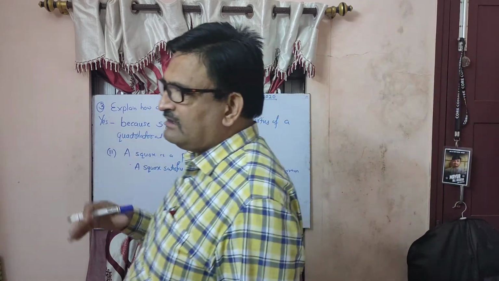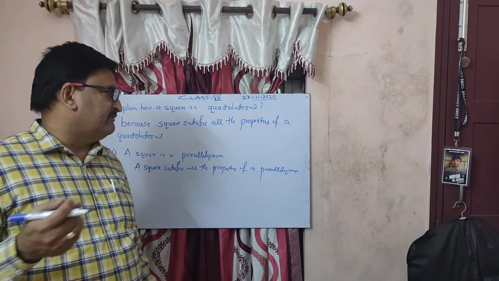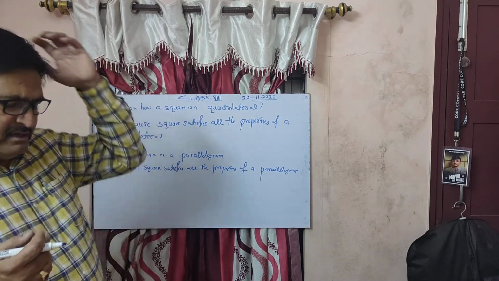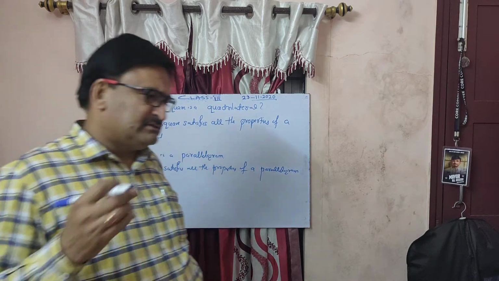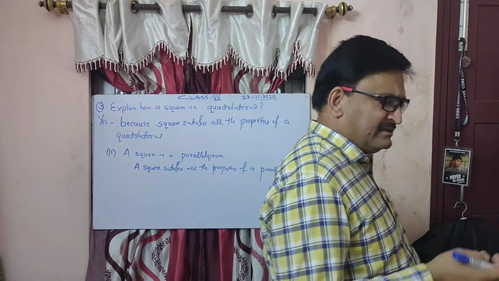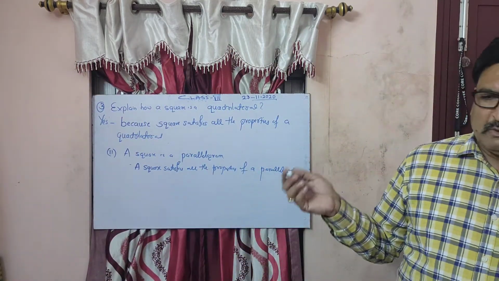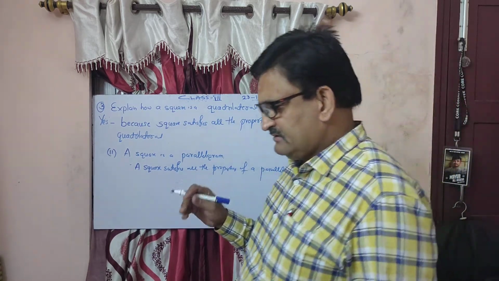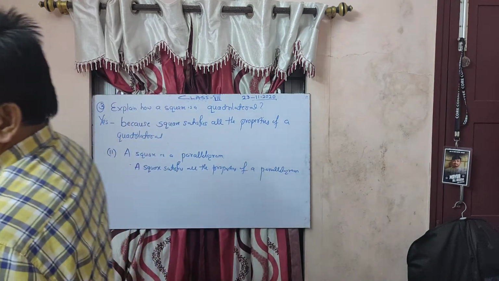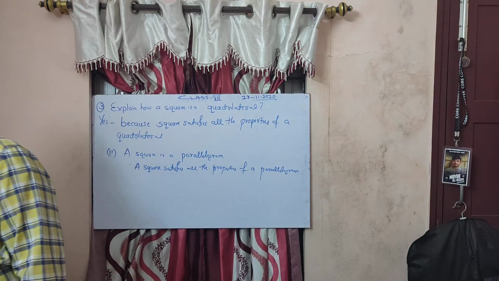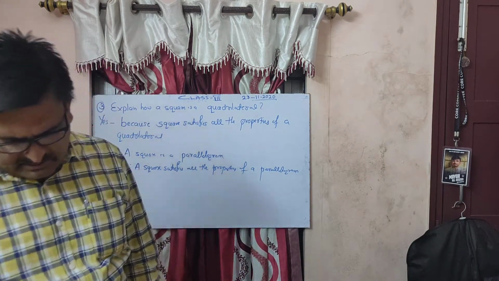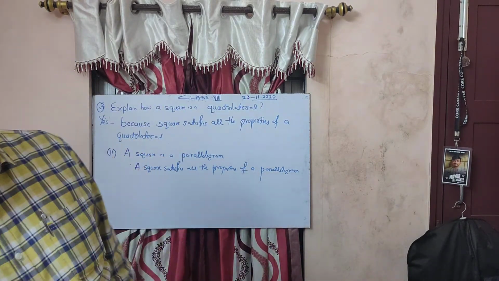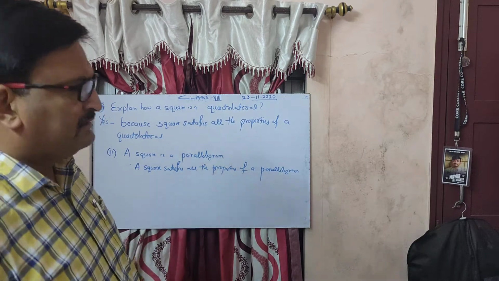In the same way, the rhombus is also having all the sides equal. And the diagonals bisect each other. In the same way, the diagonals of a square also bisect each other. And in a rhombus, the diagonals bisect at 90 degrees. In the same way, in the square also, diagonals bisect each other at 90 degrees. So you can say a square is also a rhombus. In the same way, a rectangle. Explain how a square is a rectangle.